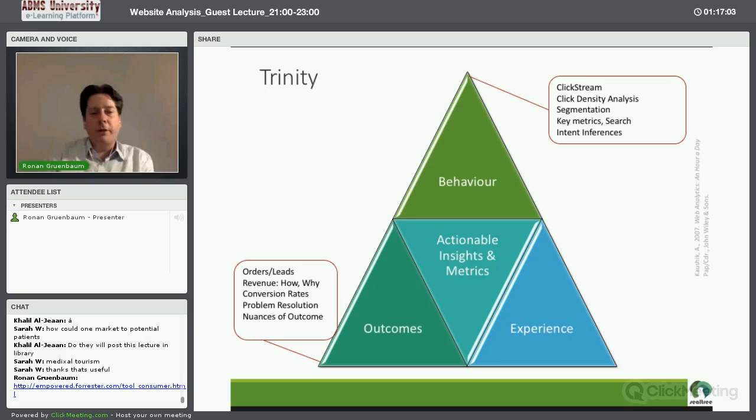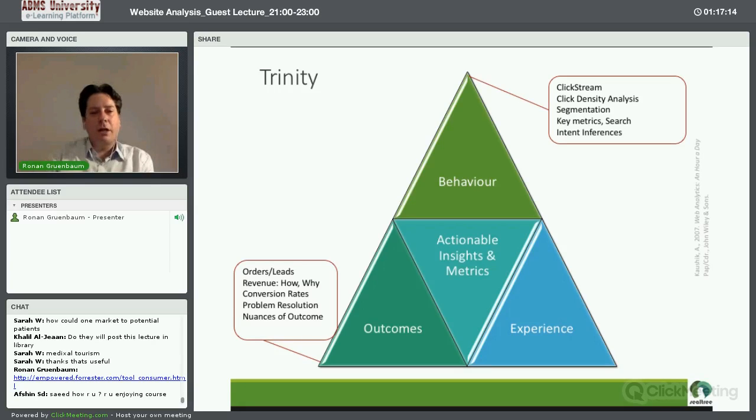Are you resolving problems? Are they going to customer services because they don't understand things? They need to find out how to return the product. And then there's the nuances of the outcomes that you will see. You'll have to sometimes just look at the data to be able to see what might come from that.